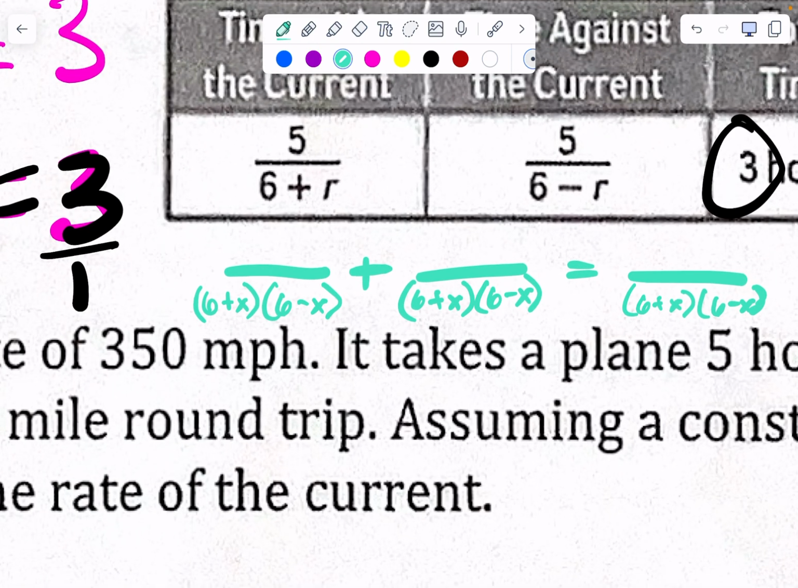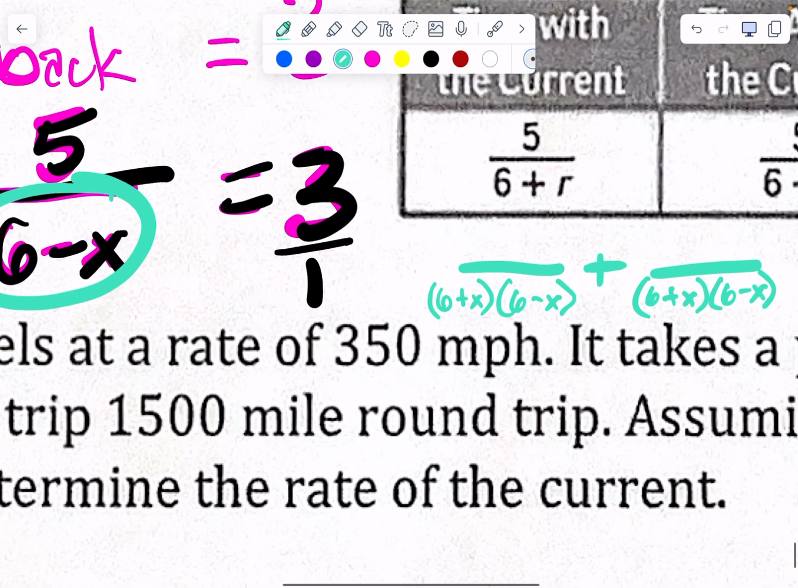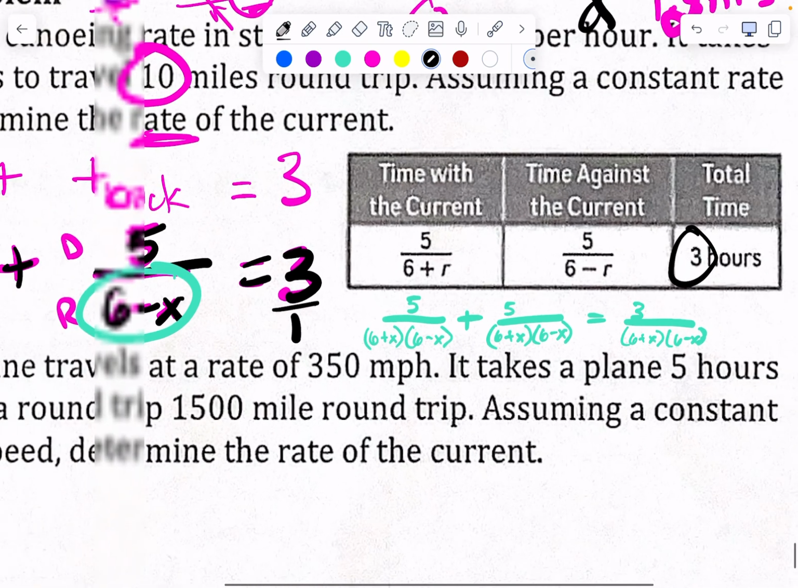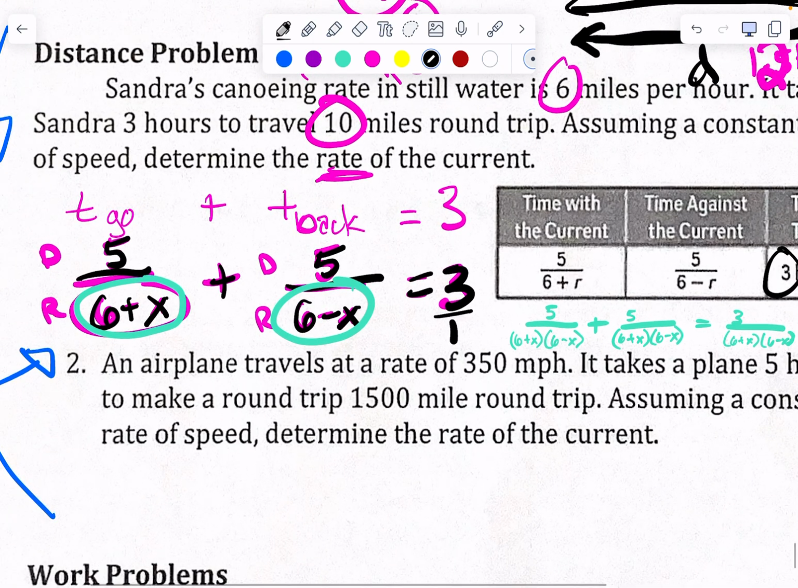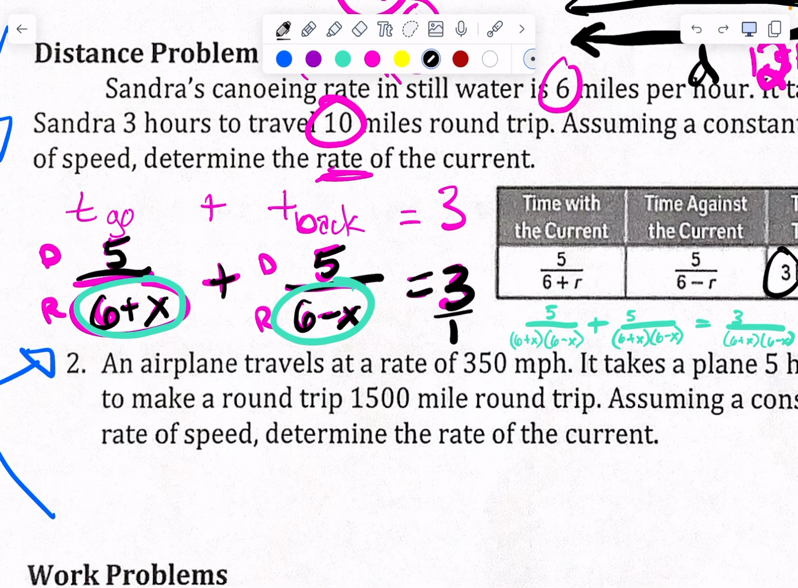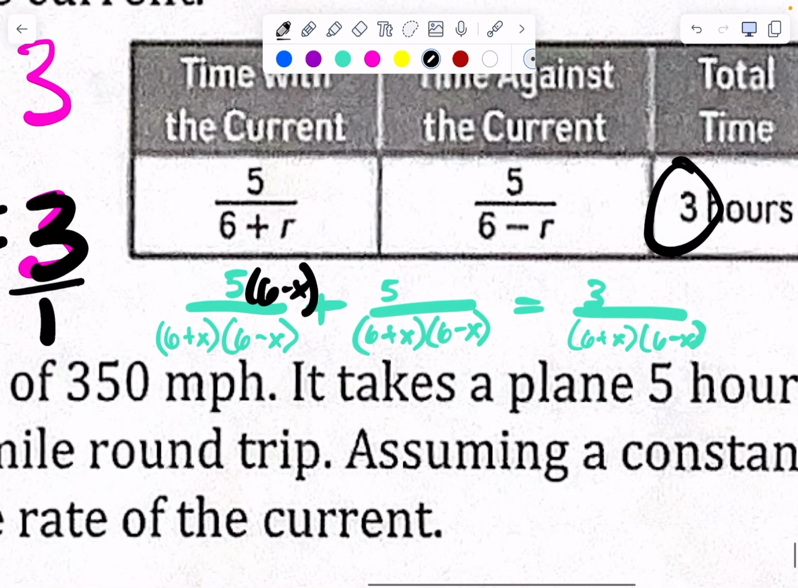This is exactly what we were doing before, right? Okay, so I have a 5 here, and I have a 5 here, and I have a 3 here. So now we have to multiply by what they need. So take a look at this first 5. He has 6 plus x below him. This guy, 6 plus x, what is he missing? 6 minus x, okay? The second 5, he has 6 minus x below him, what is he missing? 6 plus x. What's the 3 missing?